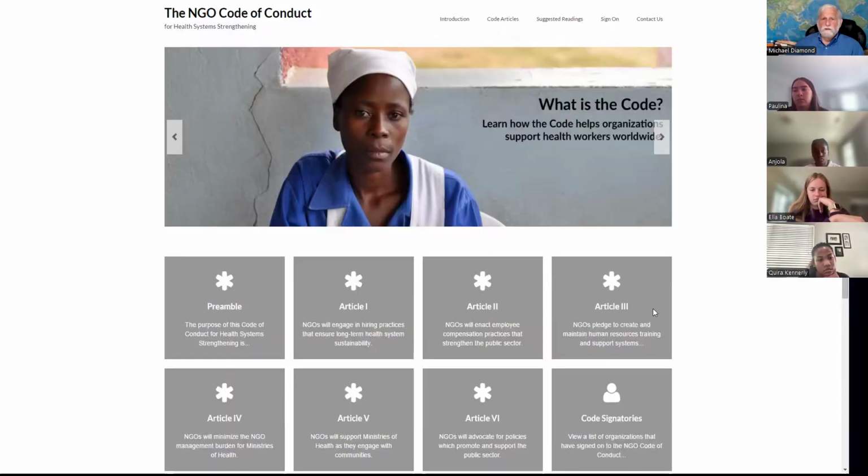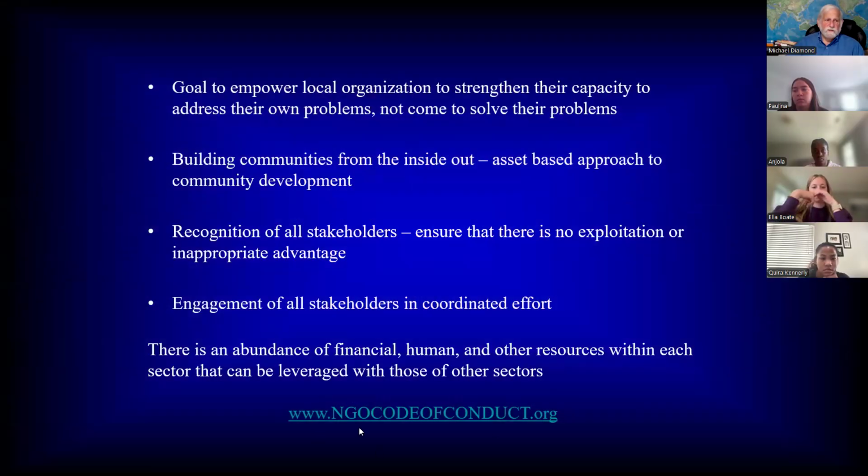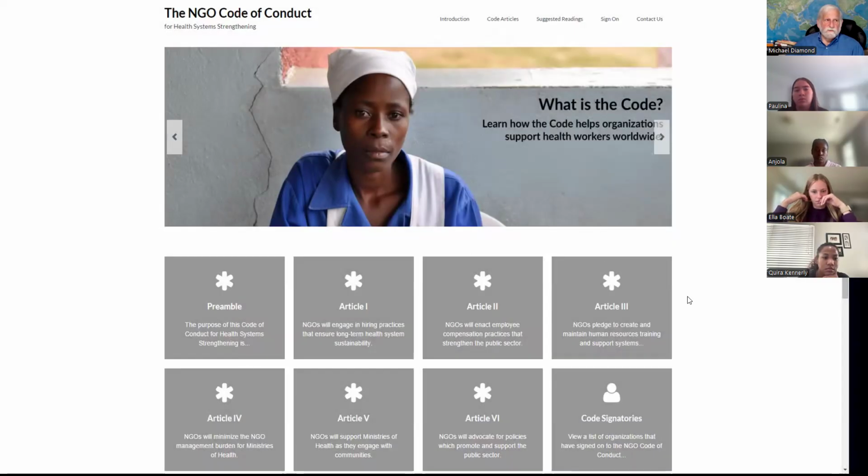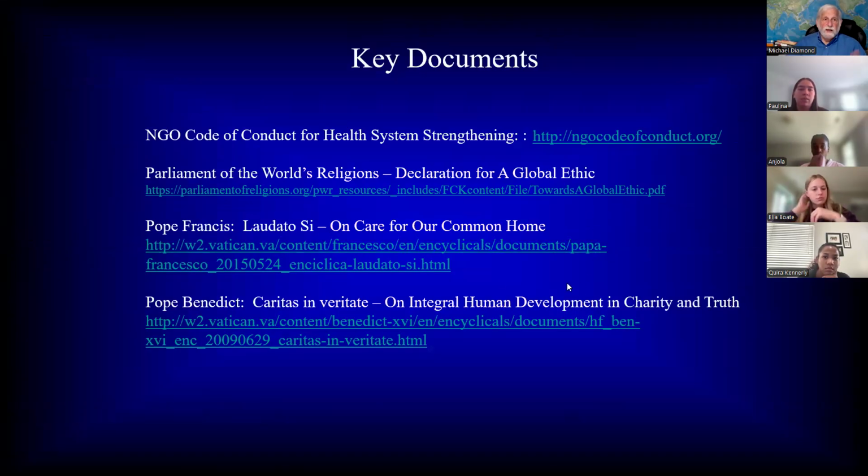You've got to think about building and strengthening local organizations rather than replacing them. And so this is just a very important lesson to learn. And for those of you that want to take the time, this is the ngocodeofconduct.org. There is a whole promotional brochure about this. Anyway, here's some other key documents that I think are very important.